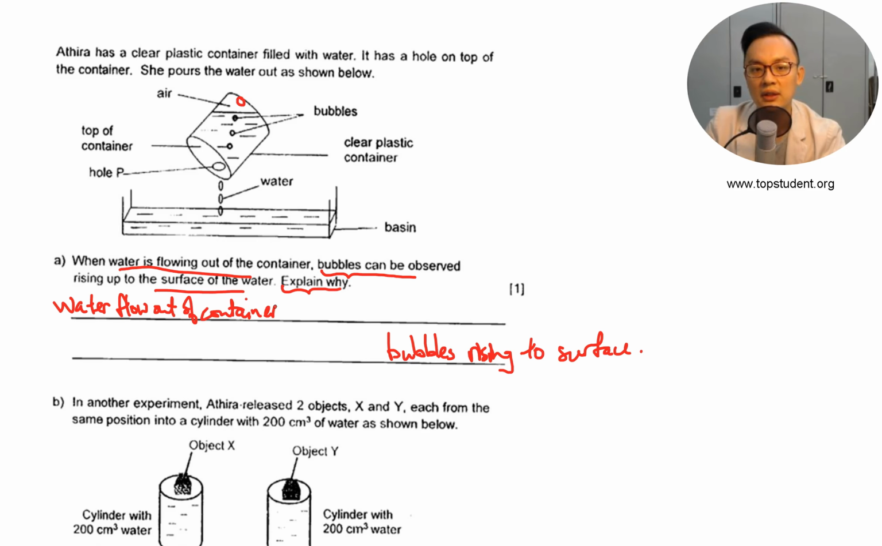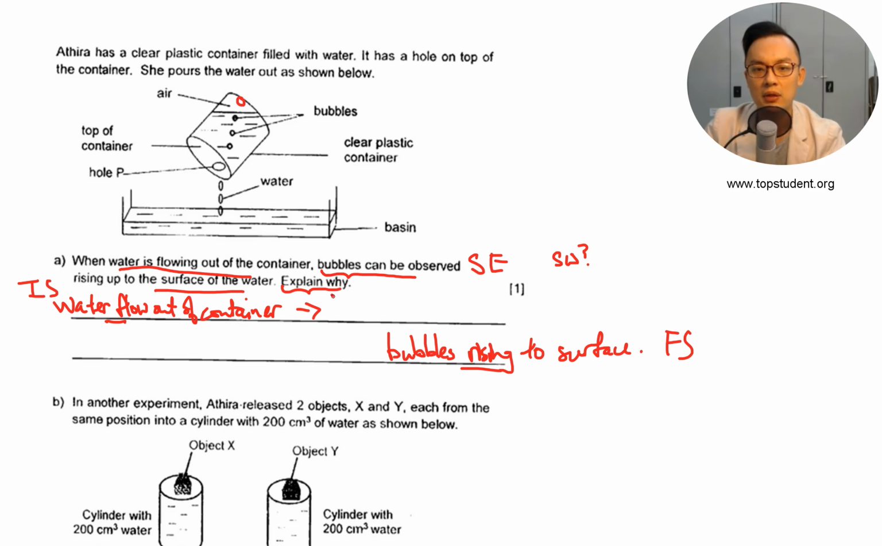All right. So this is the initial state and this is the final state. Your answer needs to give some scientific explanation to explain from this state to this state. Okay, why? And constantly ask yourself, so what? All right, so I'll show you how to do it. The initial state is when water is flowing out of the container.